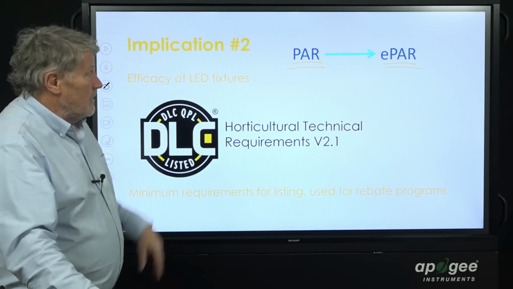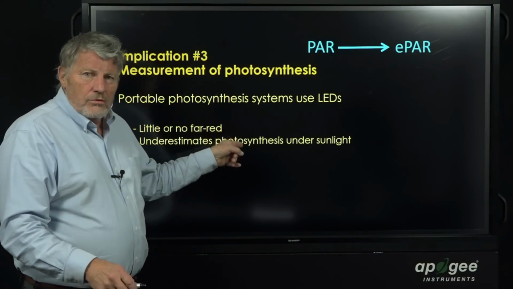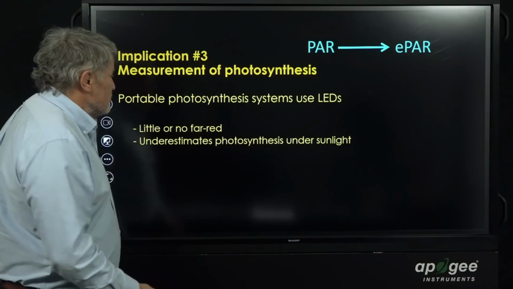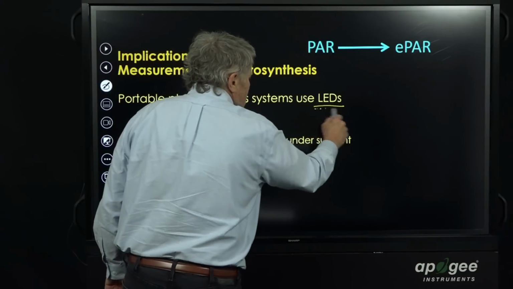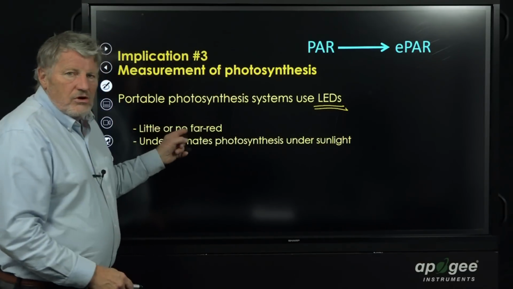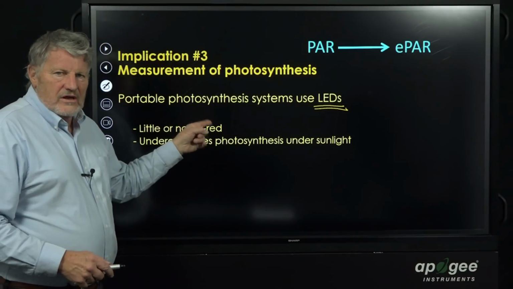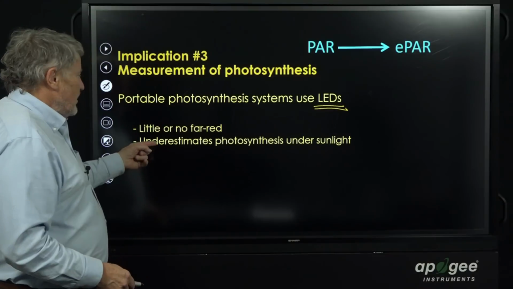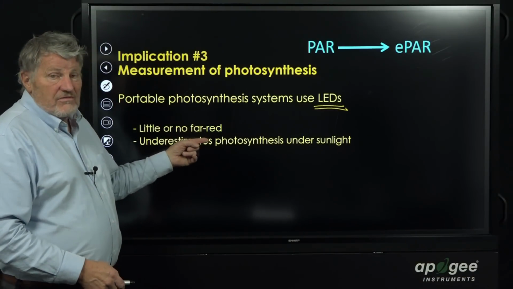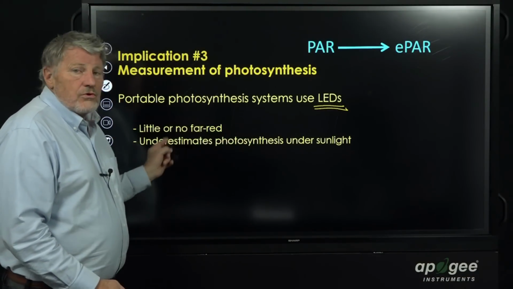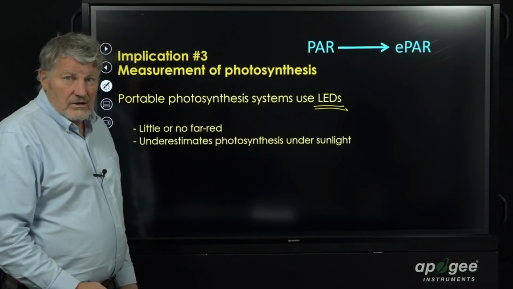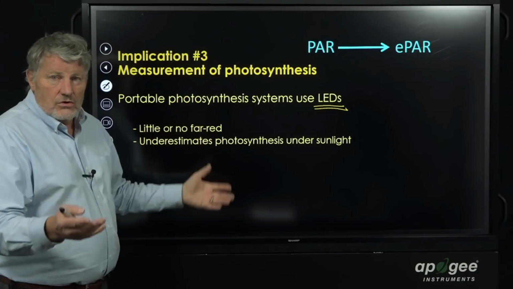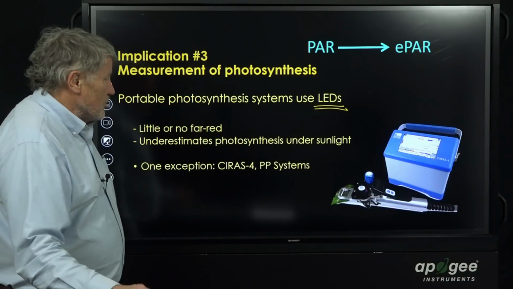And then finally, in portable photosynthesis systems, which we use a lot to measure photosynthesis, they use LEDs to light the leaves, but historically, they've not had far red LEDs in the heads of these portable photosynthesis systems. So that means they get artifacts, and they underestimate true photosynthesis under sunlight. And it also inhibits further studies on this because the LEDs don't include far red, but there's one exception.